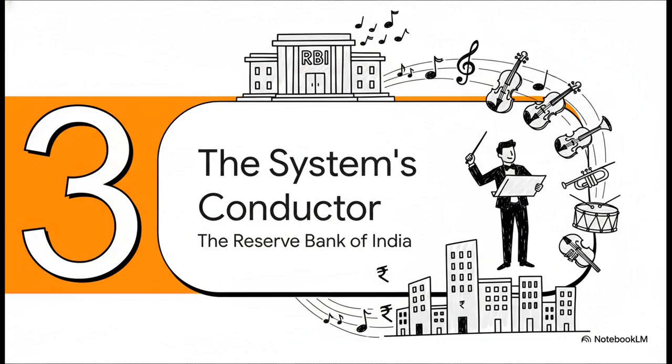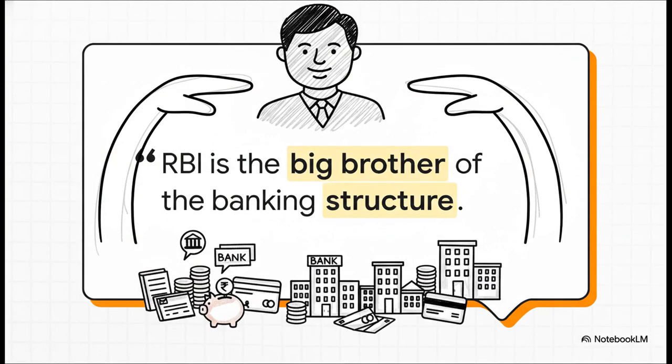Okay, so we have all these individual banks, each doing their own balancing act. But who makes sure they all play by the same rules? Who keeps them all in sync? Because your local bank branch isn't just an island, right? It's part of this giant, massive financial orchestra. And, well, every orchestra needs a conductor. And in India, that conductor is the Reserve Bank of India, the RBI. It's our central bank. It's the ultimate regulator.